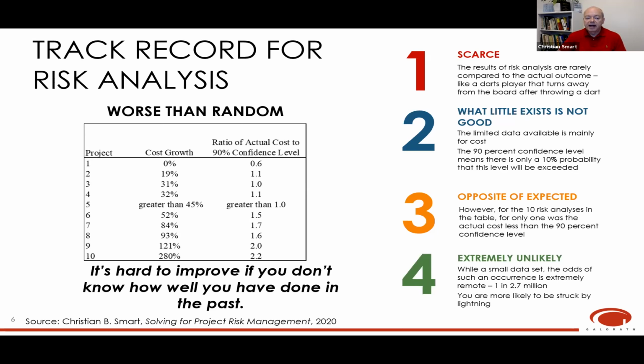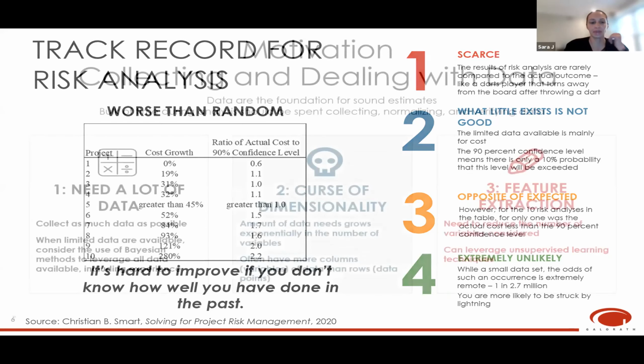The mission that we're going to talk about is the top one, which had 0% cost growth, and the risk analysis 90th percentile was greater than the actual cost. And with that, I'll turn it back over to Sara to go over some of the mechanics of this process and how it works. Thank you.